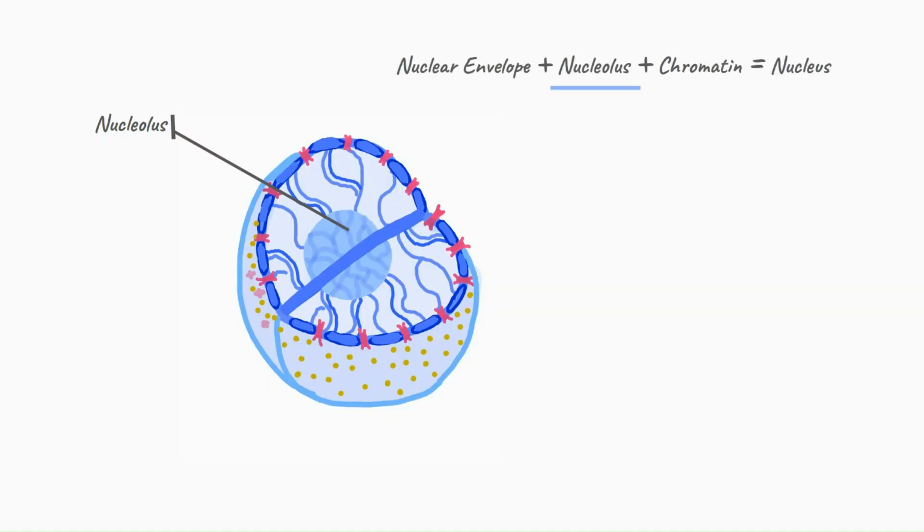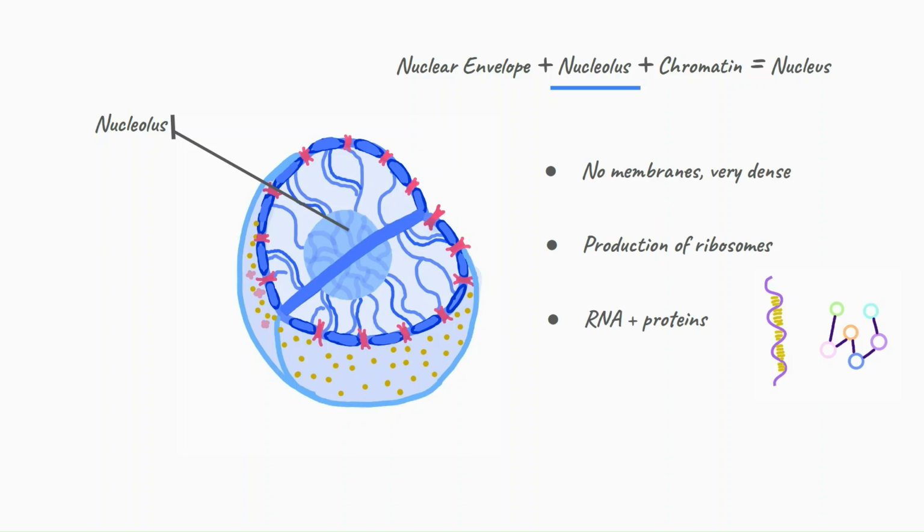Okay, next we will look at the nucleolus. This is a non-membranous and very dense structure. It is involved in ribosome production, where these ribosomes will go on to help link amino acids together and form proteins. The nucleolus is made up of both RNA and proteins. Additionally, it contains one or more nucleoli. As we can see, it is spherical and the largest structure of the nucleus.